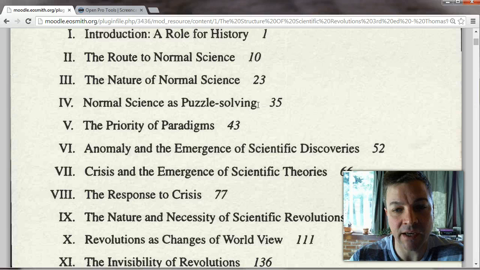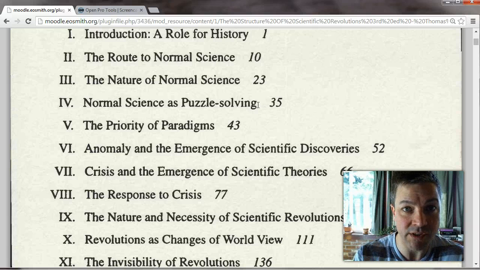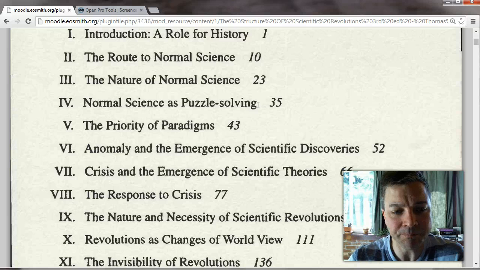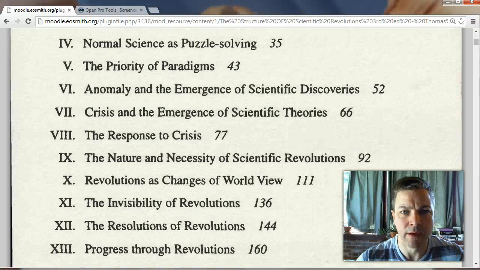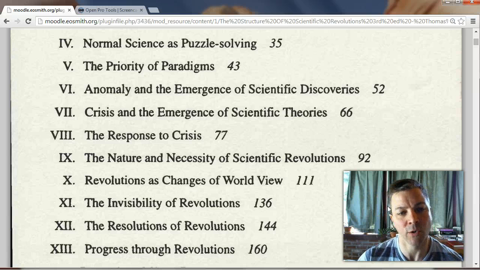Anomaly and the emergence of scientific discoveries. Okay, scientific discoveries, I got that. Emergence, that's what you saw in week 1. You saw the emergence of different discoveries through history. How about anomaly? So you get the idea here, I think. We're just going down through and trying to get an overview from the table of contents.